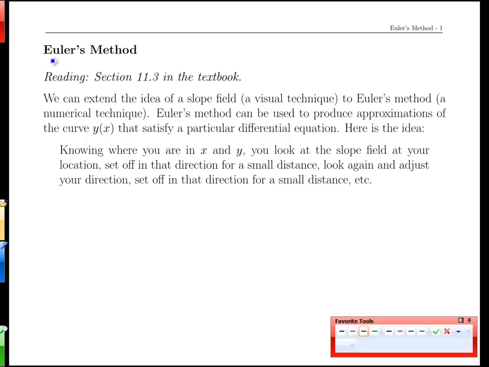And Euler's method, notice the spelling here, this is German Euler, not Euler. This is Euler's method. It can be used as an alternative to the slope fields to generating a curve that satisfies an equation. The idea is, if you know where you are, so we have a starting point, and if you look at the slope field there, you can calculate the slope. Why? Because we have dy dx equals some function of our location.